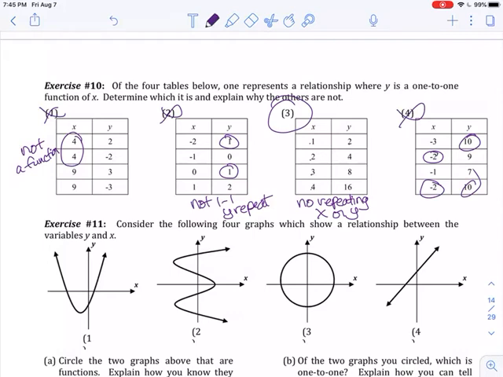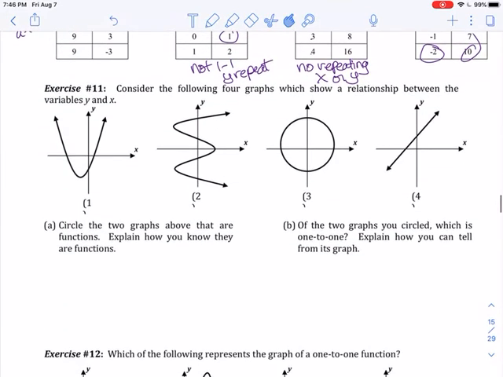All right, 11. Consider the following 4 graphs which show a relationship between the variables x and y. Circle 2 graphs above that are functions. Explain how you know they are functions. And let's start with that. So which ones are functions? Well, to be a function, when I'm doing a graph, it has to pass the vertical line test. So let's see which ones of these pass the vertical line test. 1 passes the vertical line test, so 1 is good.